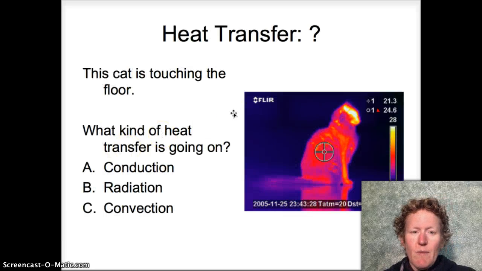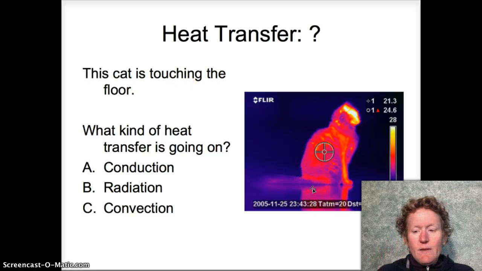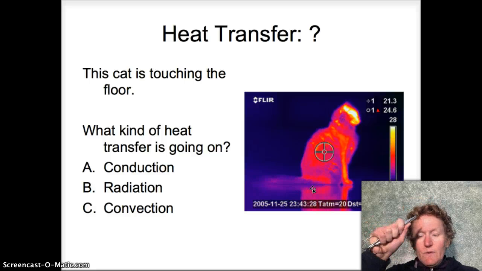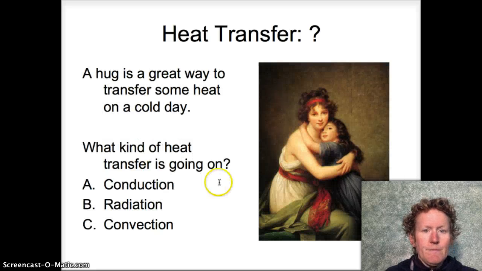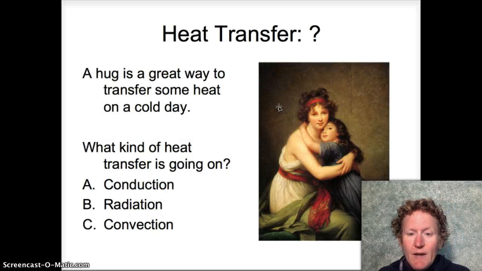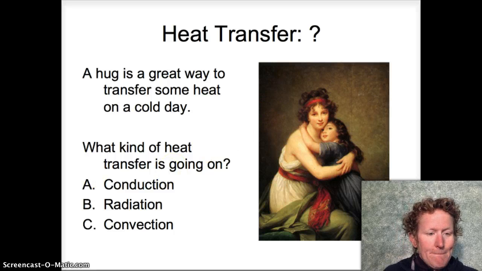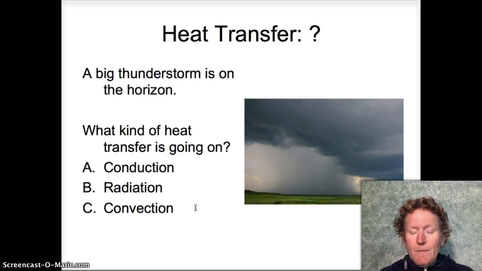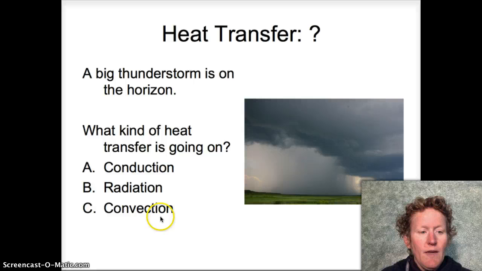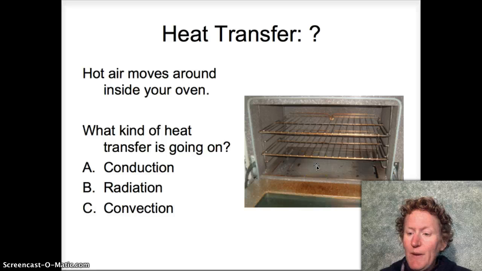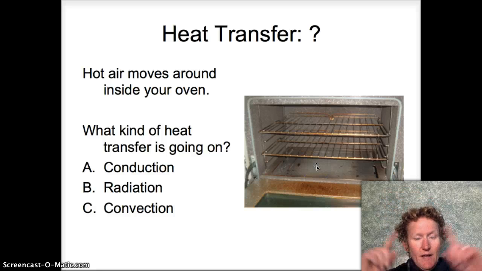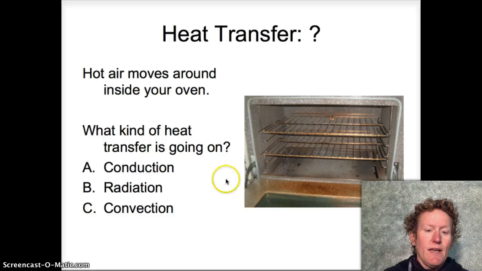So let's see if you remember heat transfer. If the cat is touching the floor, heat transfer by touching, when two objects, their molecules, can collide with each other, that's conduction. If you give someone a hug, you're touching them, so that's conduction. If there's a thunderstorm, heat is rising and circulating and matter is circulating, matter is moving, that's convection. You might have a convection oven that moves hot air around. It's moving matter, so that's convection.